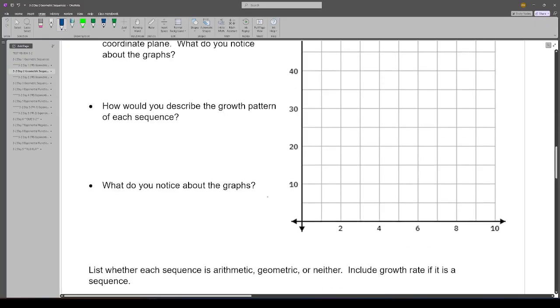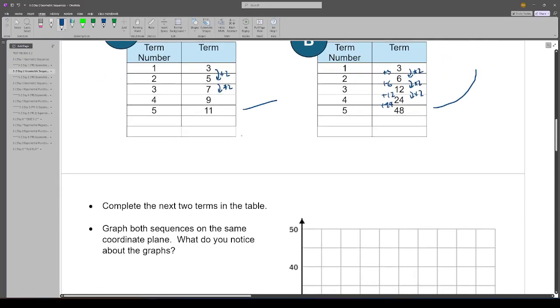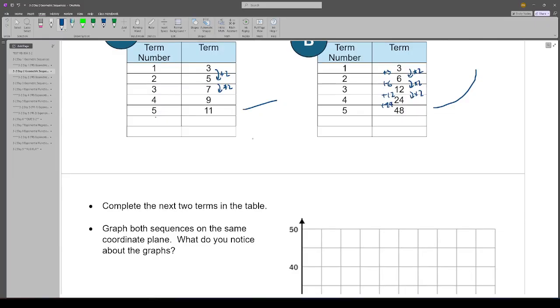All right, next 2 terms in the table. I don't see a table. Oh, above. I see. There's more to do here. So we're going to complete the table. Sorry, we're going to do 6 and 7. 6, 7. Everybody loves 6, 7. That's good. So we go 13, 15.